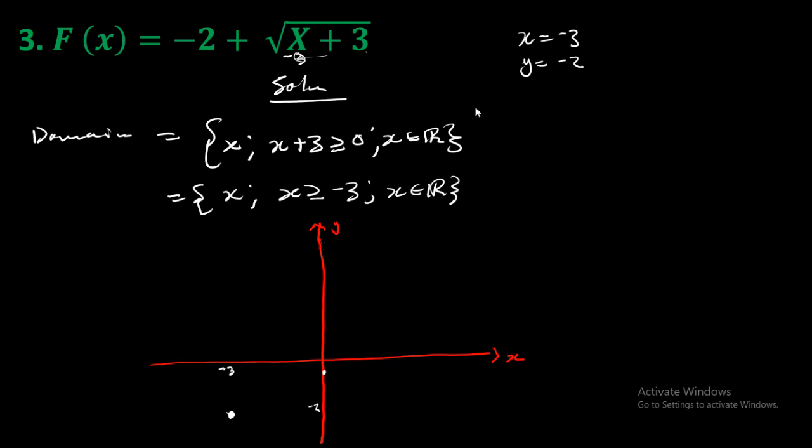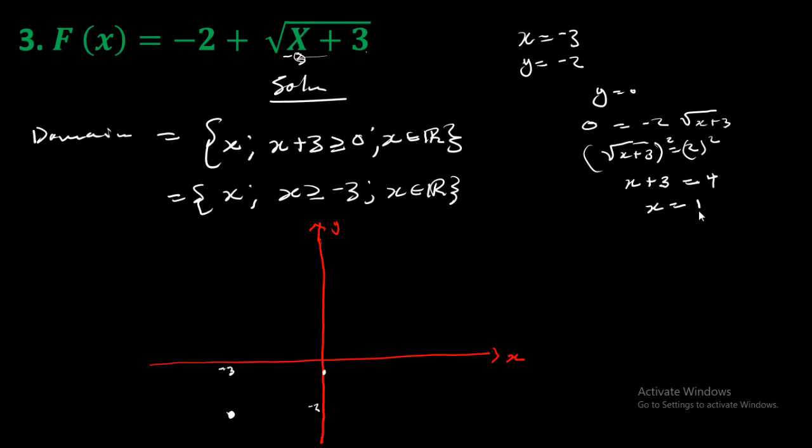So you can make y equal to 0. When y is 0, you find that 0 is equal to negative 2 plus square root of x plus 3. This will go to the other side, so the square root of x plus 3 is simply equal to 2. You introduce the square. This will be x plus 3 is simply equal to 4, and this will be x is simply equal to what? 1. So this graph is cutting somewhere there.